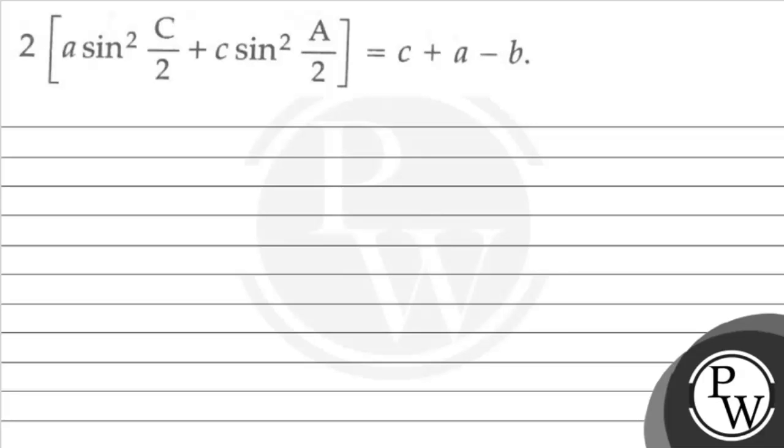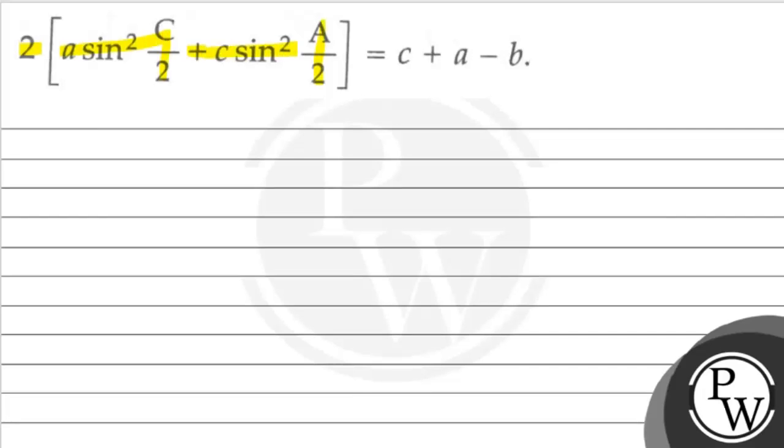Hello बच्चों, let's see the question. The question says that 2 into a sin square c by 2 plus c sin square a by 2 is equal to c plus a minus b. Basically you have to do LHS equal to RHS.